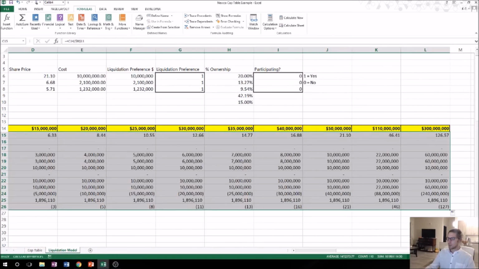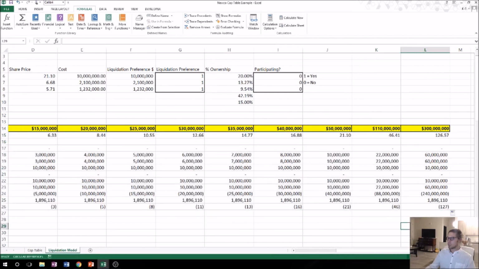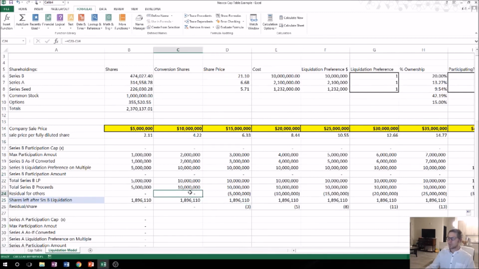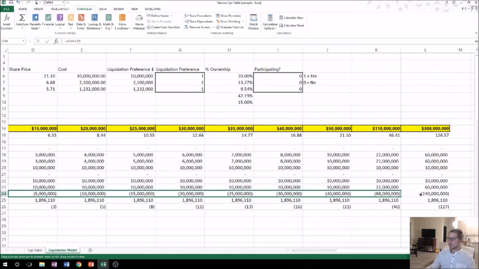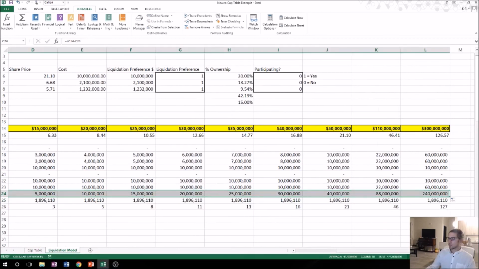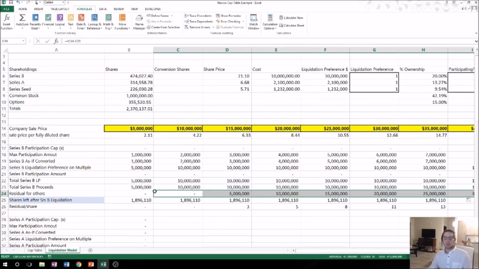Looks like we have some calculations, but also looks like we have some errors because we're getting negative amounts on the residual for others. So we did it backwards. So the residual for others is the company's sale price minus the proceeds, not vice versa. And that's what we're looking for. Okay, so that is how you do the Series B portion of the liquidation analysis, the liquidation model, and we'll move on to the Series A.